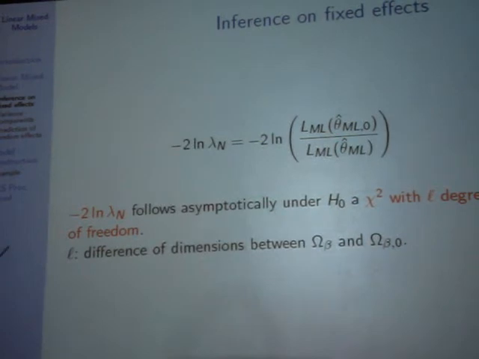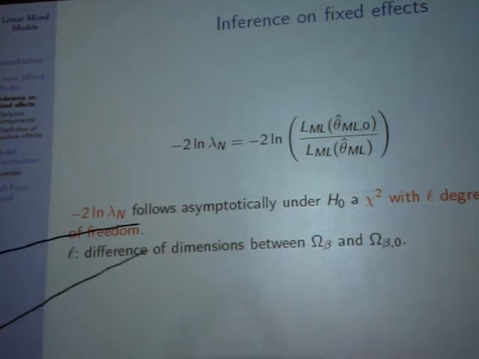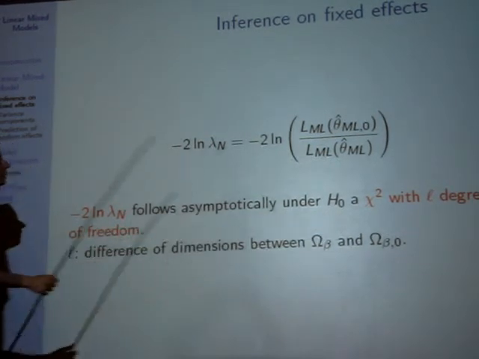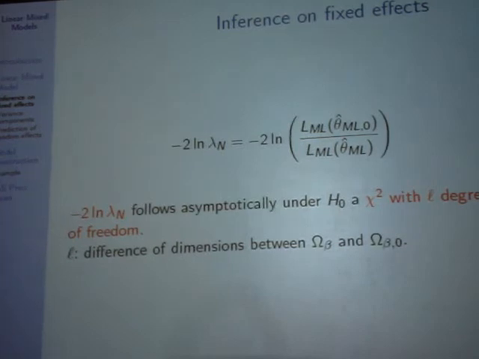And the likelihood ratio test statistic follows asymptotically under the null hypothesis a chi-square with L degrees of freedom, where L is the difference of dimensions between the two spaces, so the global parameter space and the reduced parameter space.